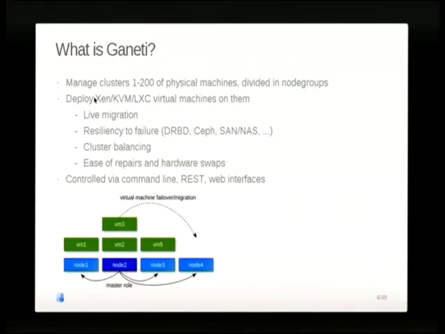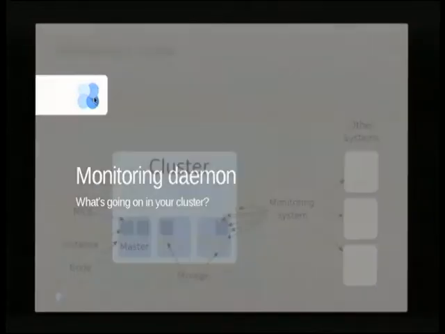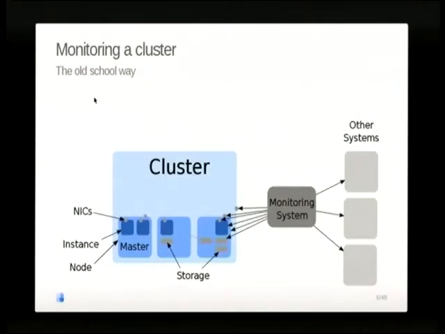So how many people don't know what Ganeti is? Nobody, good. So let's go to features that we've added more recently, or that even if they've been there for a while, you probably haven't heard of. One of them is the monitoring daemon. We added this, I think, in 2.8. 2.8 was released sometime this year. I don't remember when. So how do you monitor a Ganeti cluster?